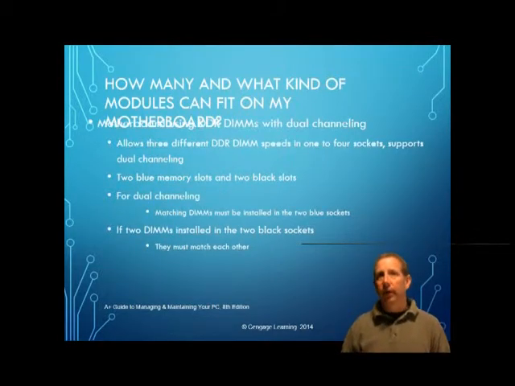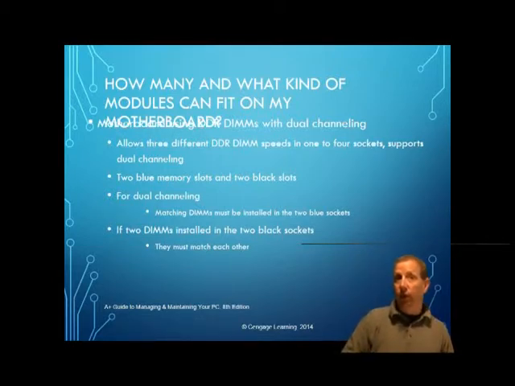The Pentium motherboard allows you to use 3 different speeds of DDR DIMMs in 1 to 4 sockets on the board. The board supports dual channeling and has 2 blue slots for one channel and 2 black for the other channel. For dual channeling to work, matching DIMMs must be installed in the 2 blue sockets. If 2 DIMMs are installed in the 2 black sockets, they must match each other.